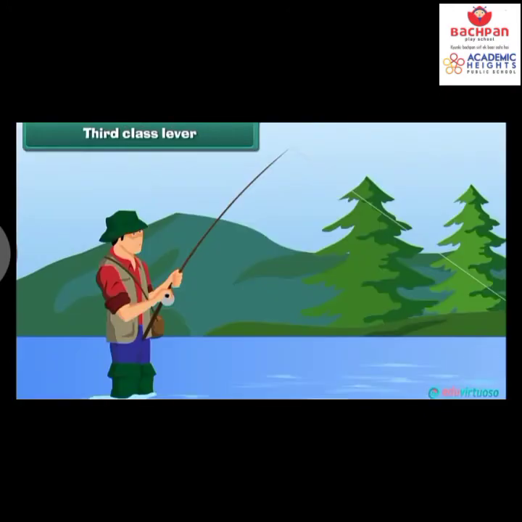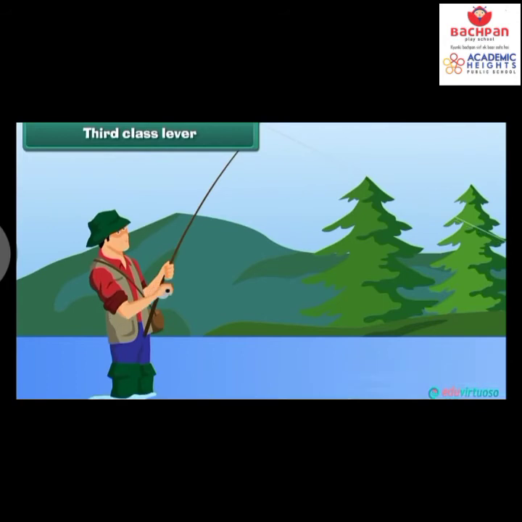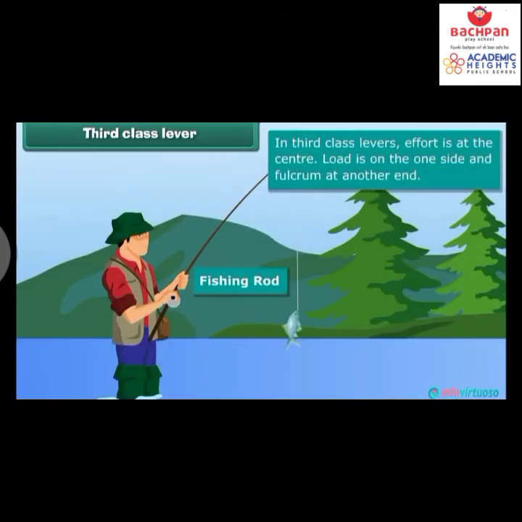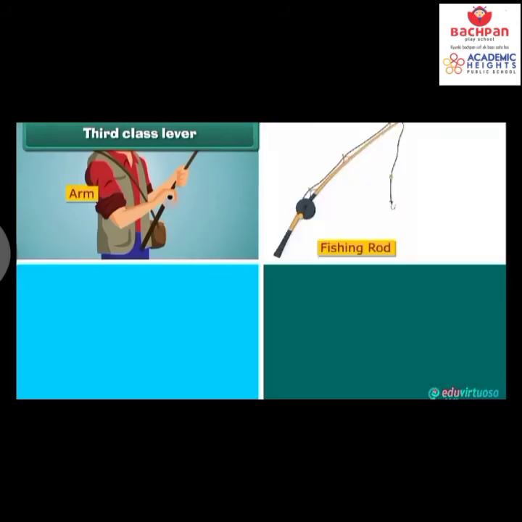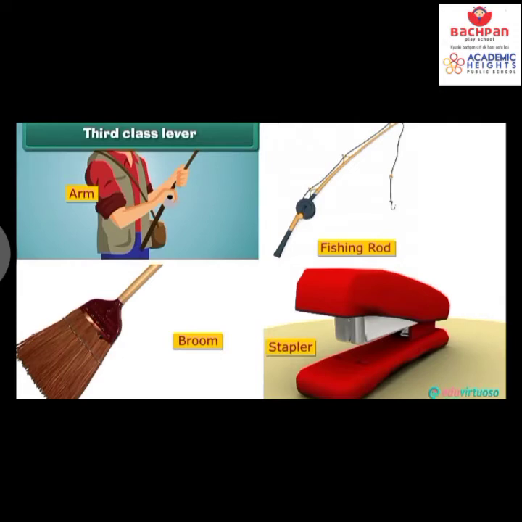Now, dear students, we talk about the third class lever. In the third class lever, the effort is in the center. The load is at one end, and at the other end is the fulcrum. The fishing rod is particularly an example of a third class lever. Effort in the center, fulcrum at the end, and at the starting you have the load. Examples are the stapler and the broom.